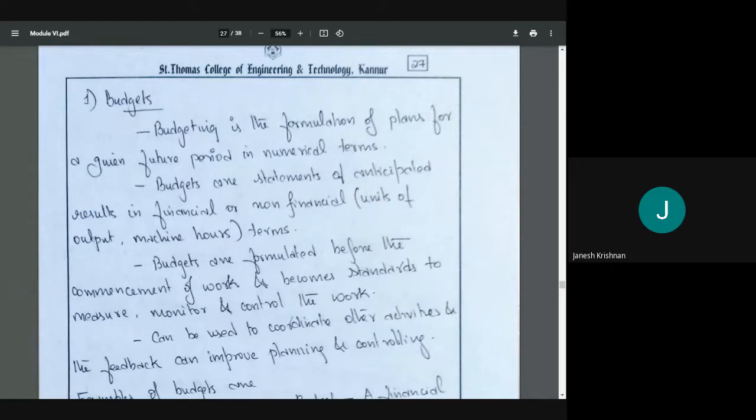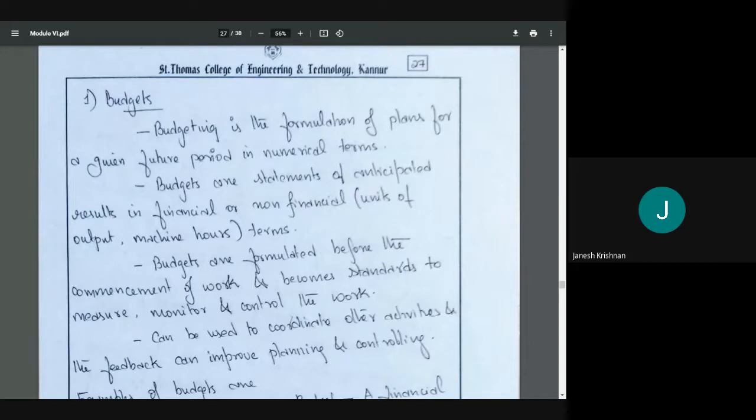And what are the examples? It is units of output, like 1,000 pens. That's our budget, so our plan is to produce 1,000. It will be machine hours. How many hours are we using this machine?